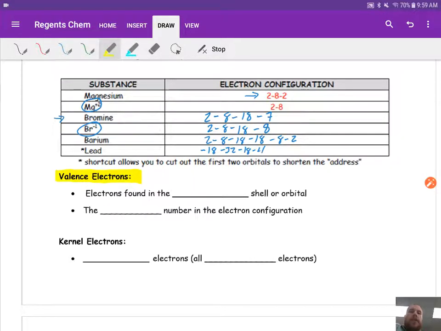These things called valence electrons. Valence electrons, from your vocab, you should know, these are electrons that are found in the outermost shell or orbital. They are the last number in the electron configuration. So that's this last guy here in any configuration. It's always the last one.